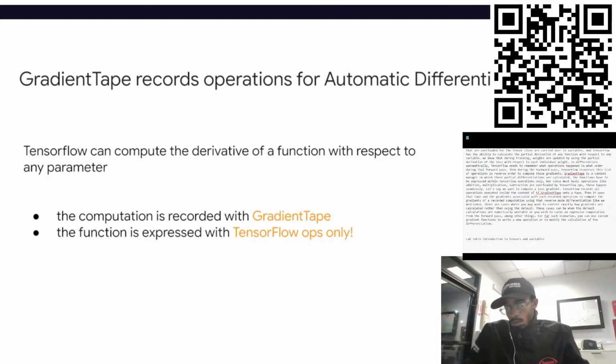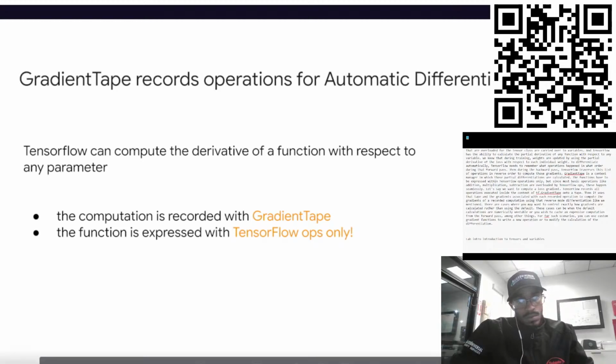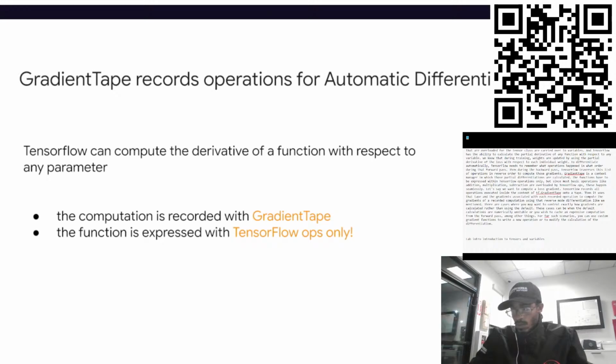We know that, during training, weights are updated by using the partial derivative of the loss with respect to each individual weight. To differentiate automatically, TensorFlow needs to remember what operations happened in what order during that forward pass. Then during the backward pass, TensorFlow traverses this list of operations in reverse order to compute those gradients. Gradient tape is a context manager in which those partial differentiations are calculated.